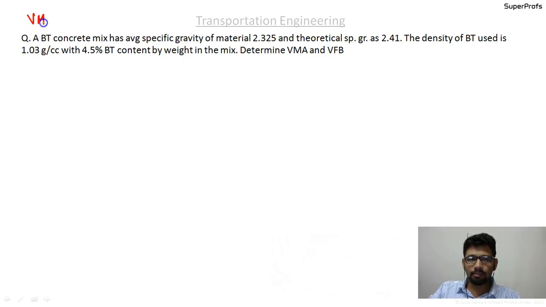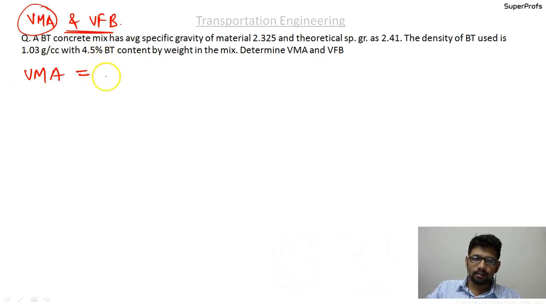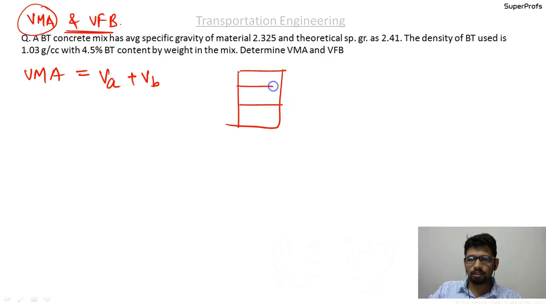What we need is VMA and VFB, because we want to analyze these terms with respect to the percentage bitumen. VMA is the total voids in mineral aggregates, in percentages now everything. So percentage air voids plus percentage volume of bitumen. Since in our three-phase diagram there were air voids and voids filled with bitumen, and there were solids over here. So this is what complete VMA is, the addition of these two.